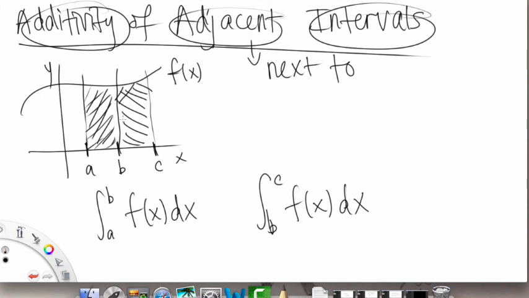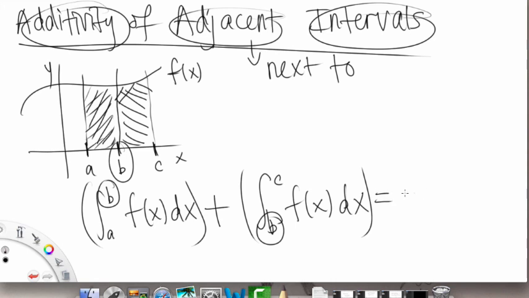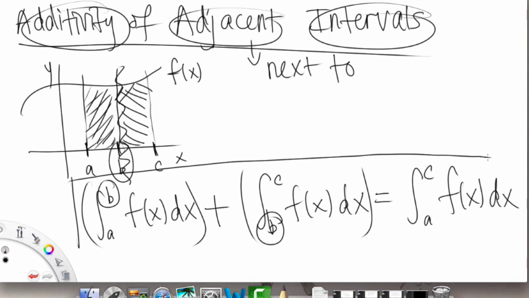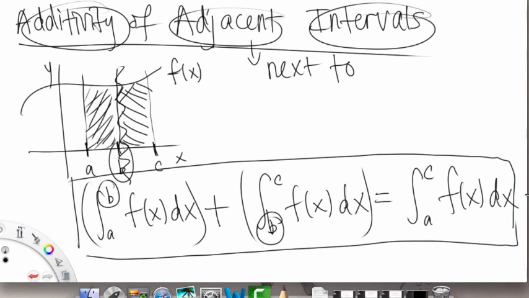Basically, if we compute these areas separately, because they share the same wall, which is b, one of the limits of integration, when we add them together we get the total area under the curve from a to c. This line here disappears. So we can either split up an integral into different intervals, or combine intervals as well if they're adjacent to each other.